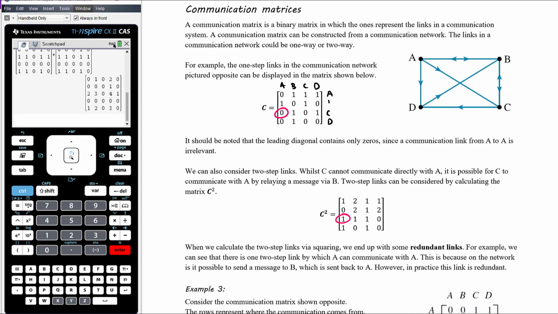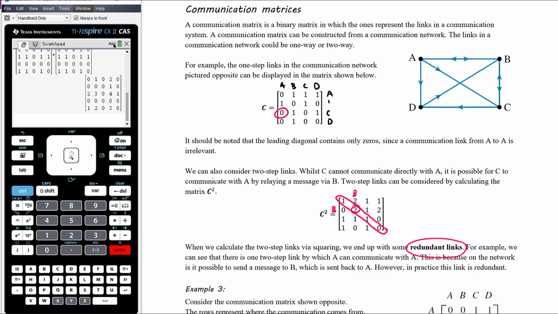The other thing to note is sometimes when we calculate the two-step matrix, we get numbers in the leading diagonal which are not relevant. They're called redundant links. Okay, so what we're seeing here is that just through the maths of squaring, it looks like there is two ways for B to communicate with themselves, which, if you look at the network, is correct, because B can communicate with A that can then communicate back with B. B can communicate with C that can then communicate back with B. But they're pointless, because if B wanted to communicate with themselves, they wouldn't send a message via somewhere else.